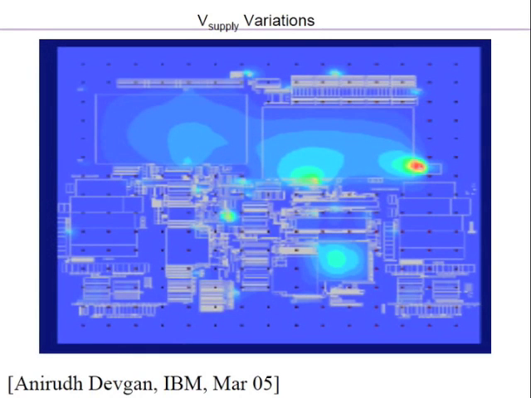If you take a chip and you look at the supply voltage across the chip, this is essentially mapping the supply voltage. Red means the supply voltage has dipped quite a bit. Blue means it is what it is supposed to be.